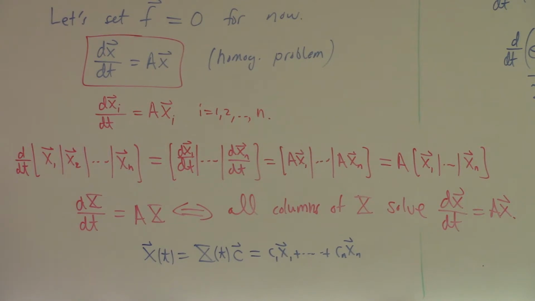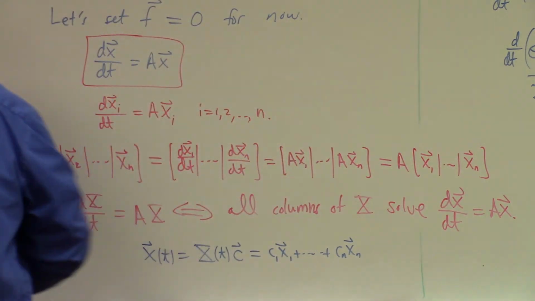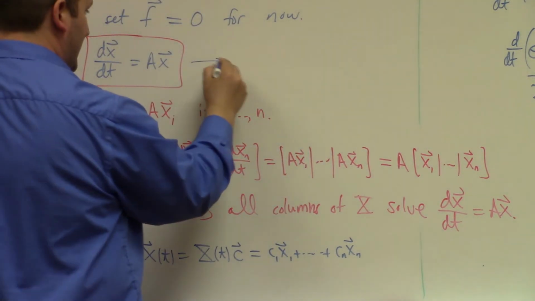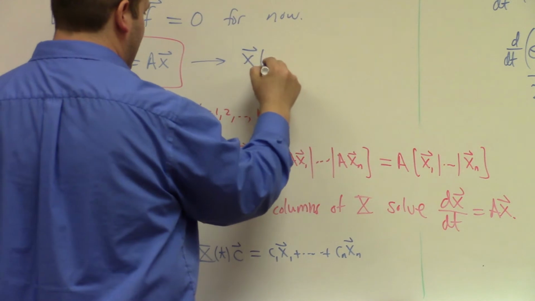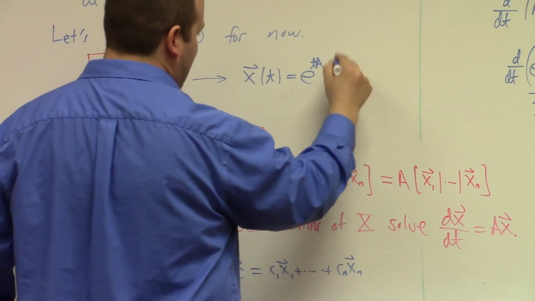We solved it. The solution is simply, and isn't this beautiful that it's so simple as this? That the solution, look at this, is just x of t is equal to e to the tA times the constant vector c.